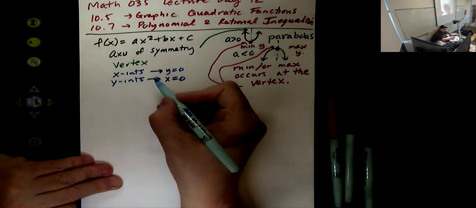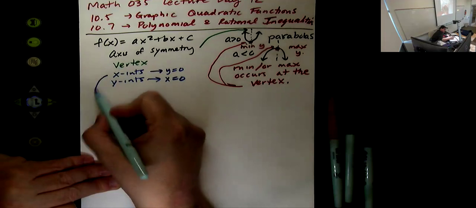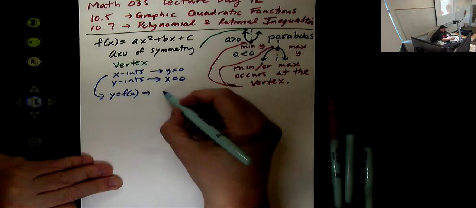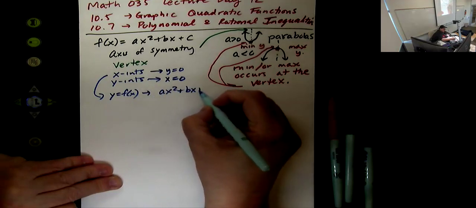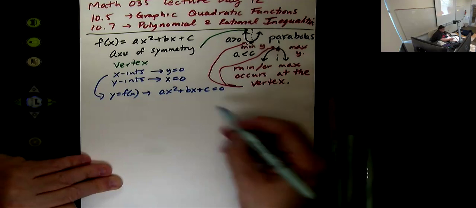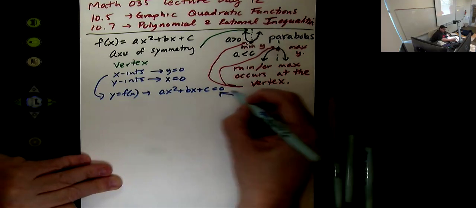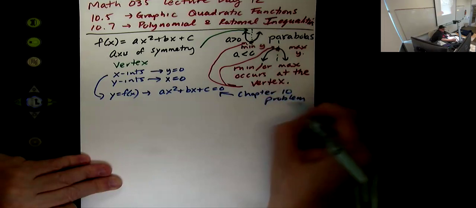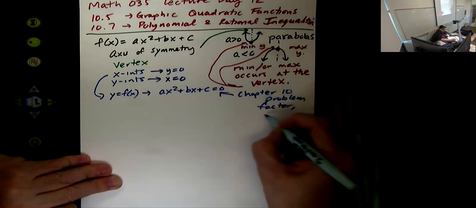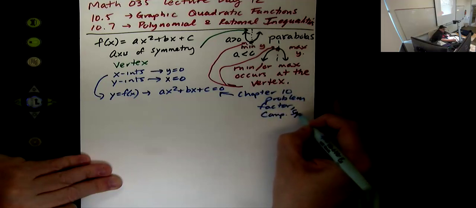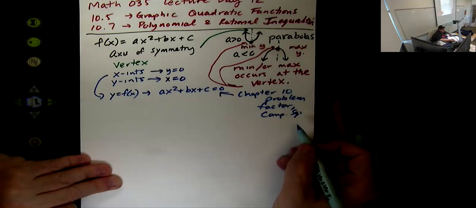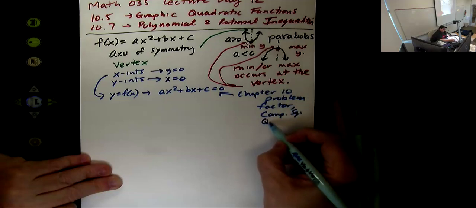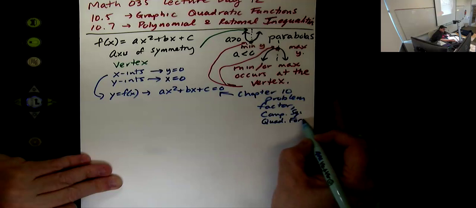Those are pretty straightforward. For this x-intercept, y is the same thing as f of x. So we're going to solve ax squared plus bx plus c equals 0. We've done this in all of chapter 10. This is a chapter 10 problem. We can factor, we can complete the square. We can use the quadratic formula. Lots of things we can do.